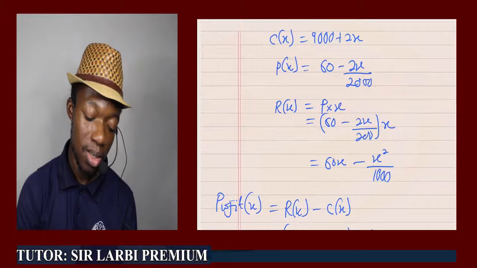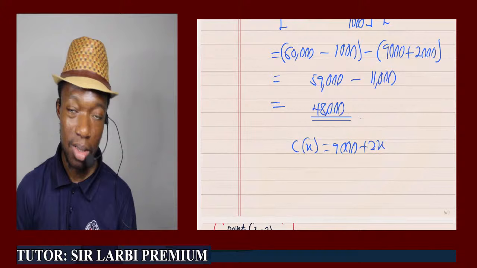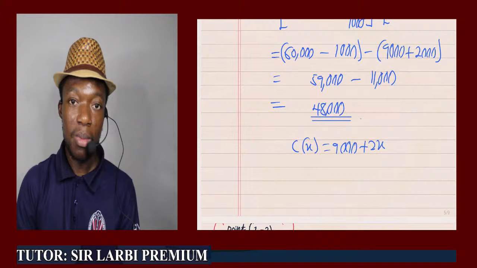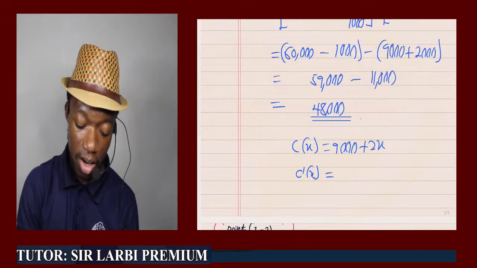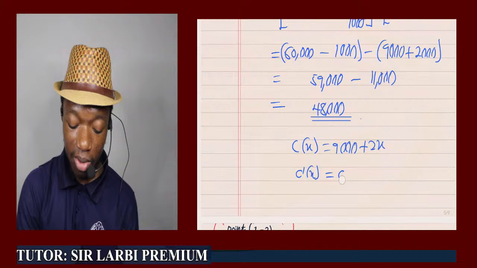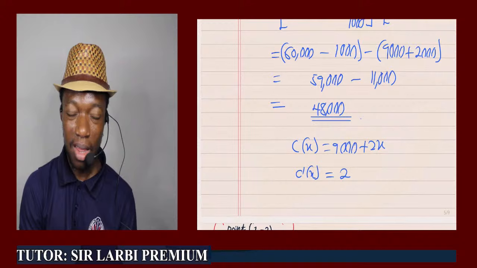Let's say we're given the cost as such, the same thing, which is 9,000 plus 2x, and we're asked to find the marginal cost. Marginal cost means you want to find the change of the cost. It's the same thing as finding the first derivative of the function. So marginal cost will mean I have C prime of x, and I just have to differentiate the function once. The differential of 9000 gives zero, because this is a constant. Then the differential of 2x gives 2. So my marginal cost for this function is 2. That is the differential.